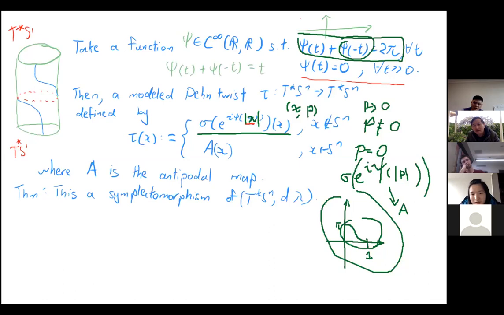It looks very strange-looking. You choose psi t plus psi minus t equals 2 pi, a kind of symmetry. If you do that, then the function will be pi here, and then use the symmetry. Essentially, it will be pi, and then going up, and then this will be 2 pi here. So it's a function like this.